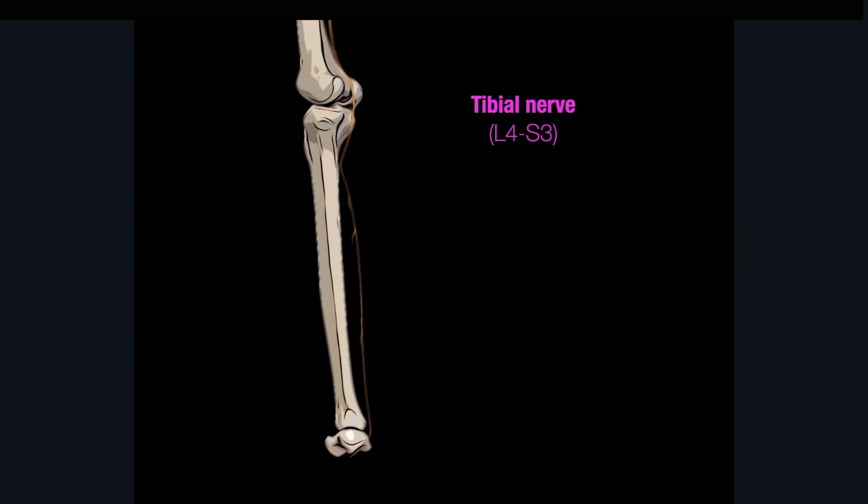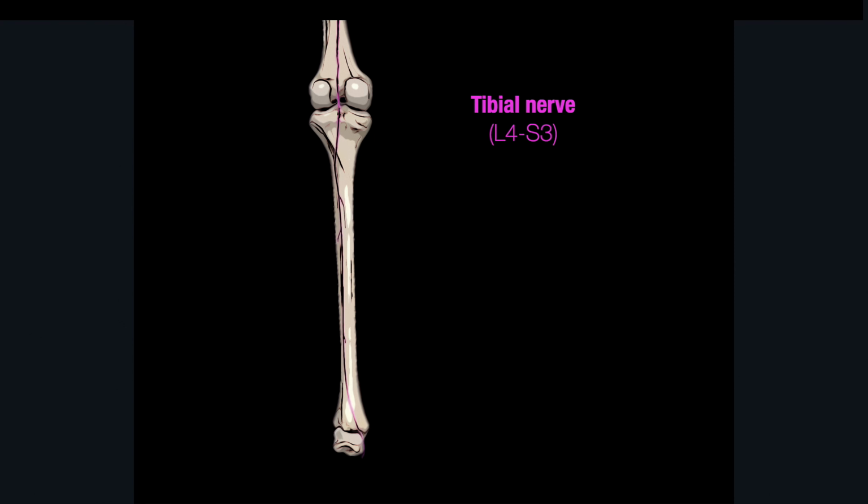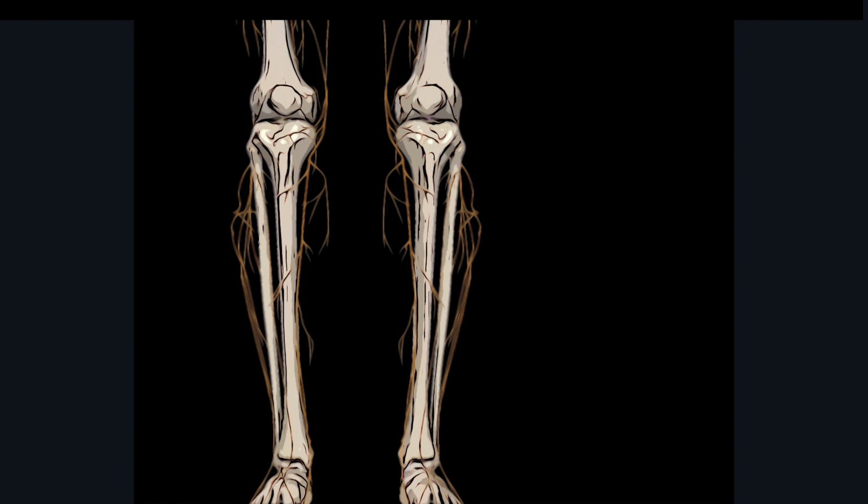The tibial nerve arises from the fourth and fifth lumbar nerves and from the first three sacral nerves. Branches of the tibial nerve include the medial sural cutaneous nerve, the medial calcaneal branches, and the medial and lateral plantar nerves. The tibial nerve is the larger of the two divisions of the sciatic nerve.